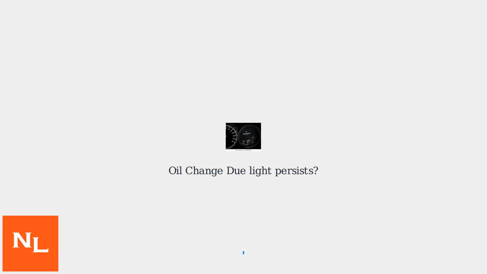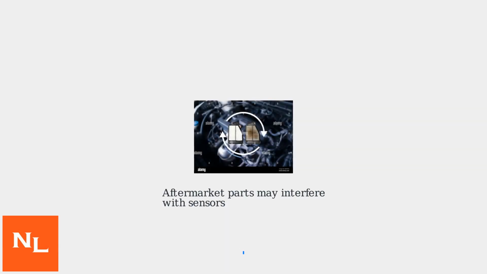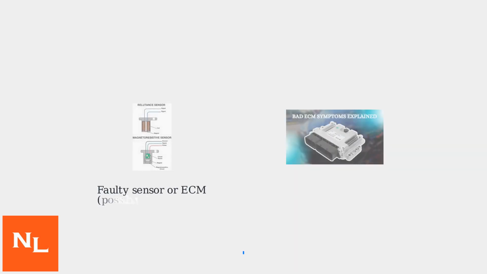If the oil change due light persists after resetting, first, ensure you've completed an actual oil change and followed the correct reset procedure. Aftermarket parts, such as air filters, can sometimes interfere with the vehicle's sensors and cause false readings. In rare cases, a faulty sensor or engine control module may be causing the issue. This could be related to recalls, so check for any outstanding service bulletins. If the problem continues despite these checks, consider consulting a certified mechanic for a thorough diagnosis.